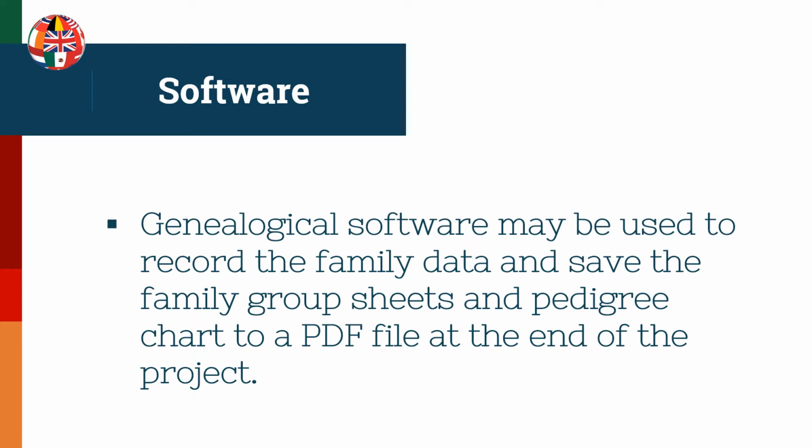As part of your preparation, you may want to consider using genealogical software. This can be used to record the family data and save the family group sheets and pedigree chart to a PDF file at the end of the project. This is not required. You can use paper and pencil to fill out the family group sheets and pedigree chart. If you do choose to use software, be sure that you're prepared with using whatever program it is that will be available to you. The Family History Library has Ancestral Quest, Legacy, and Roots Magic. If you are testing elsewhere, you will need to see if there is software loaded on that computer and be fluent with the use of that software.